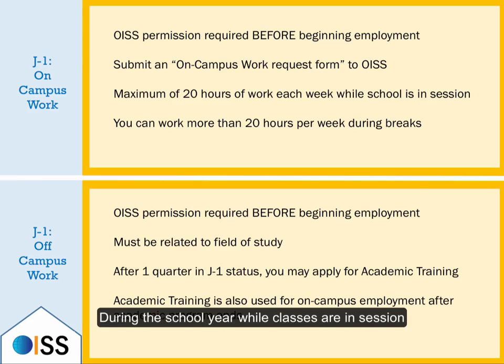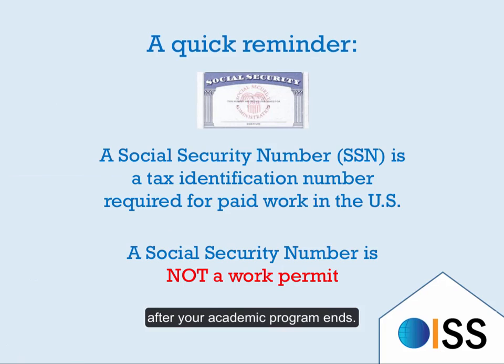During the school year, while classes are in session, you cannot work more than 20 hours per week. During breaks, such as winter, spring, and summer, you can work more than 20 hours a week, but during the school session, no more than 20 hours a week. For off-campus work, you will also need permission, and your job must be related to your field of study. After 1 quarter in J1 status, you can apply for academic training. You can learn more about academic training at the OISS website or by attending workshops that will be held through the year. Academic training is also used for on-campus employment after your academic program ends.